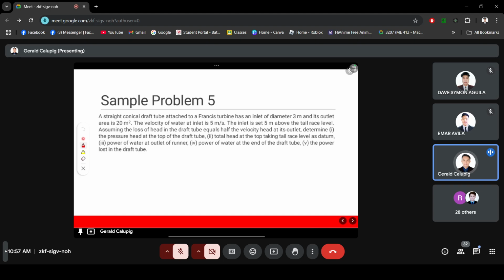Okay. Determine number one, the pressure head at the top of the draft tube. Number two, total head at the top, taking tail race level as a datum. And number three, power of water at outlet of runner. Number four, power of water at the end of the draft tube. And last, number five, the power lost in the draft tube. So we have here the problem for a conical draft tube. Okay.